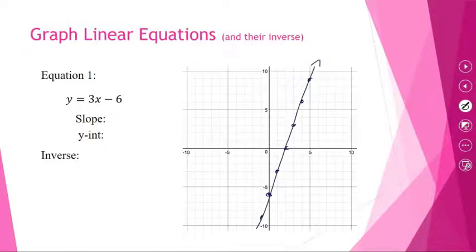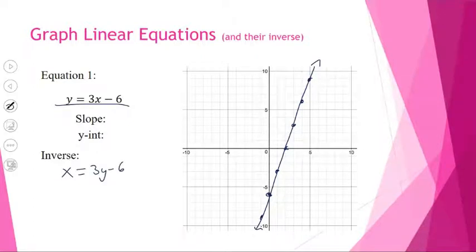Something along those lines. The important thing is, though, that we're going to write the inverse of this function. So remember, step 1 is switch the x and y. So this equation would be x equals 3y minus 6. And then step 2 is solve for y. So we'll begin by adding 6 to both sides. That leaves us x plus 6 equals 3y, and then we'll divide by 3.